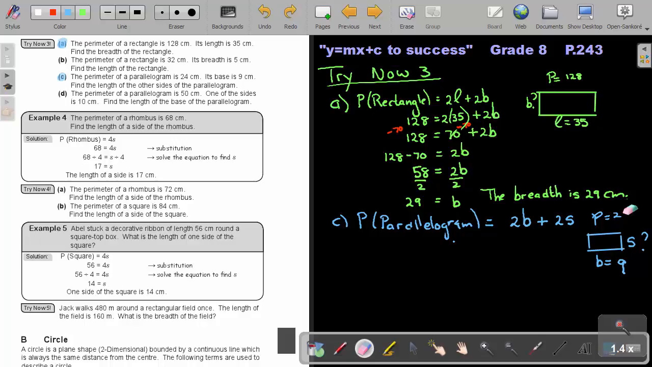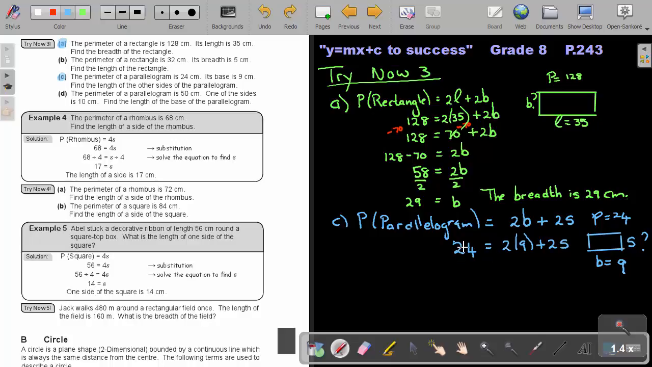So the perimeter was 24. Let's just write it better. Okay, so it's 24. And then my base was 9. And I'm looking for my other side, the length of the other side, this one.